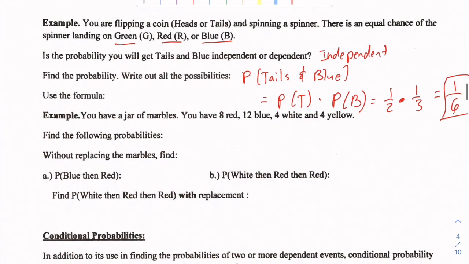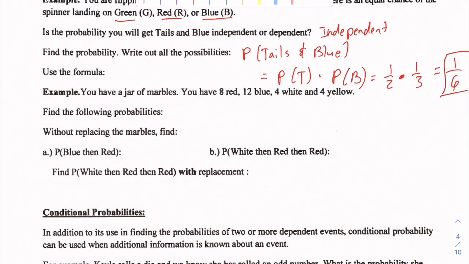All right, next example. You have a jar of marbles. You have 8 red, 12 blue, 4 whites, and 4 yellow. Okay, how many marbles do we have? Let's add it up. 8, 12, 4. Total marbles, 28. Okay.